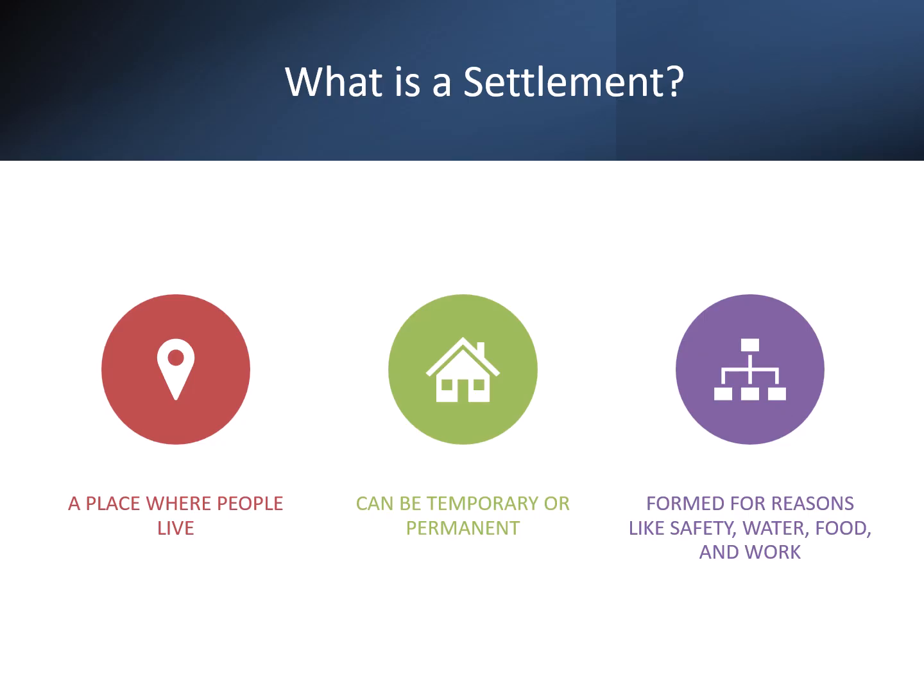A place where people live is called a settlement. That means wherever you are, that's your settlement. This can be temporary or permanent. A settlement is formed for a number of reasons: for safety, for water for basic needs, food to provide for yourself and your family, and even for work purposes.